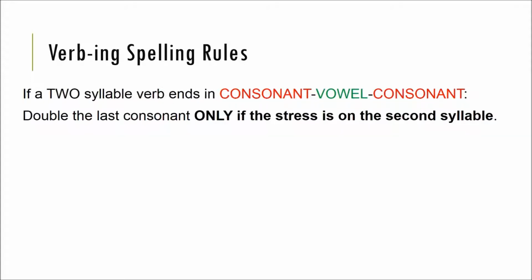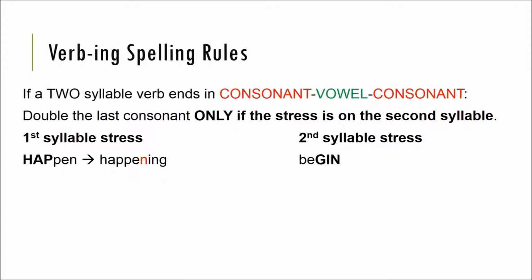The final rule, if a two-syllable verb ends in consonant, vowel, consonant, you double the last consonant only if the stress is on the second syllable. Here are some examples. We have happen and begin. For happen, the stress is on the first syllable. Happen. It's not happen, right?